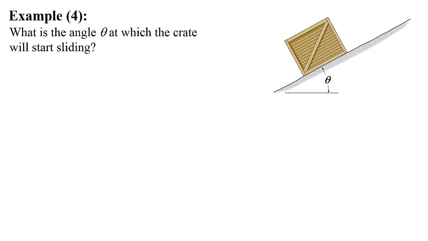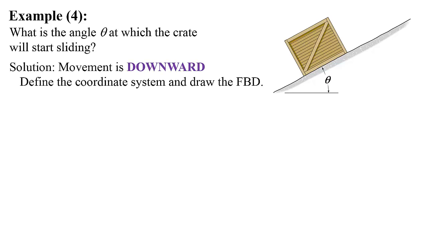So imagine the crate is on a horizontal surface, and I'm lifting it to make an angle with the horizon, and of course at a certain angle the crate will start sliding. I want to know exactly at what angle the crate will start sliding. Alright, movement again is downward. Define coordinate system, draw free body diagram.